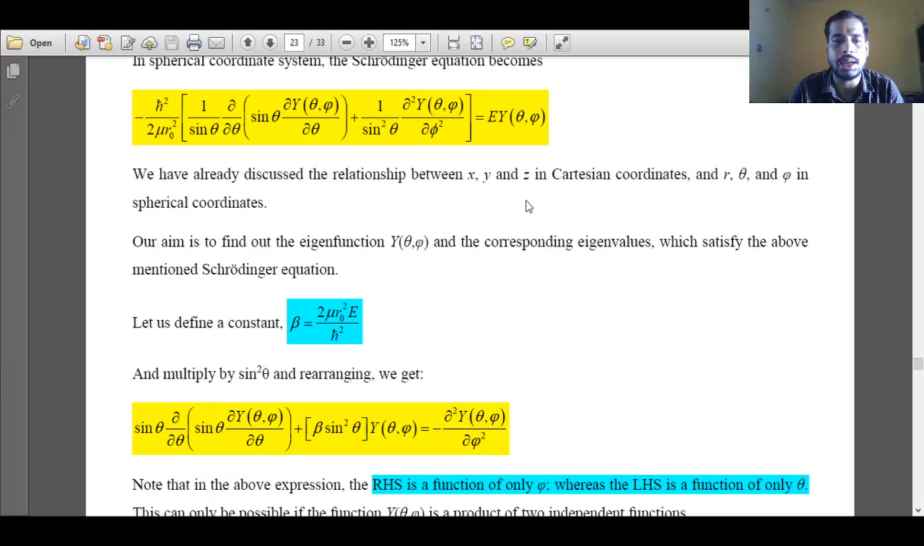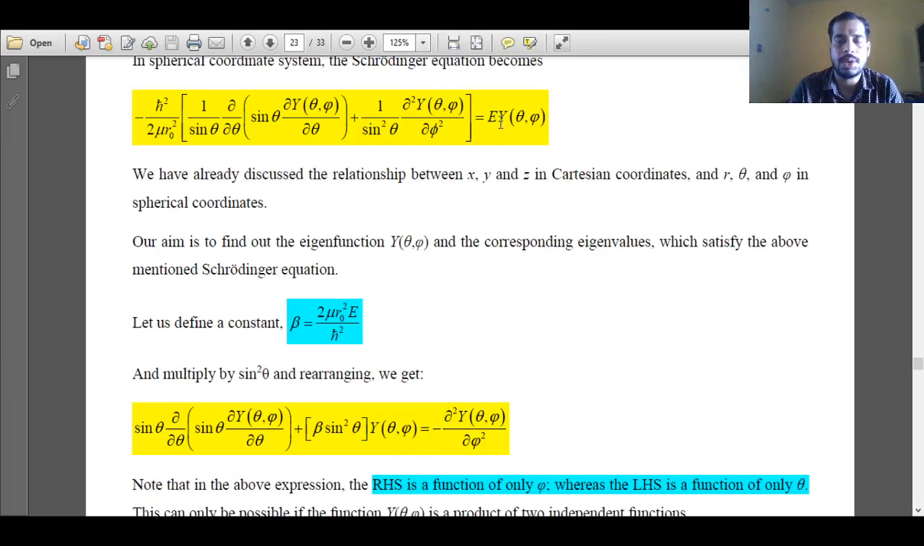Now after doing that, I'll multiply both the sides by sine square theta. The first term will become sine theta dou over dou theta, because there is one sine theta term in the denominator. So if I multiply by sine square theta, I'll be getting only sine theta. Similarly, the second term, which has been taken to the left hand side, was beta Y initially, so it becomes beta sine square theta times the function Y.